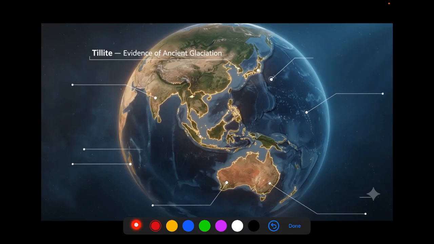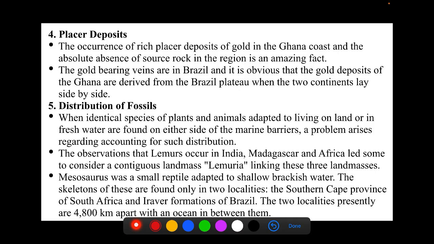Right, so in this video you can see that all of the countries in which these tillite deposits, or glaciation deposits, are present are in the southern hemisphere. How come only India has these? Right, so this suggests that all six landmasses were together in the past.